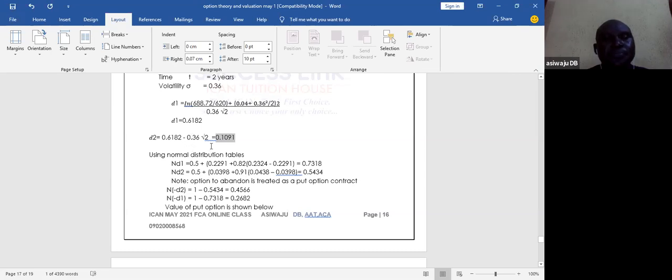Check 0.1 under 0. You are going to get 0.0398. Please confirm that you have that figure. Once that is confirmed, you are left with 91, the last two digits. Now plus 0.91.